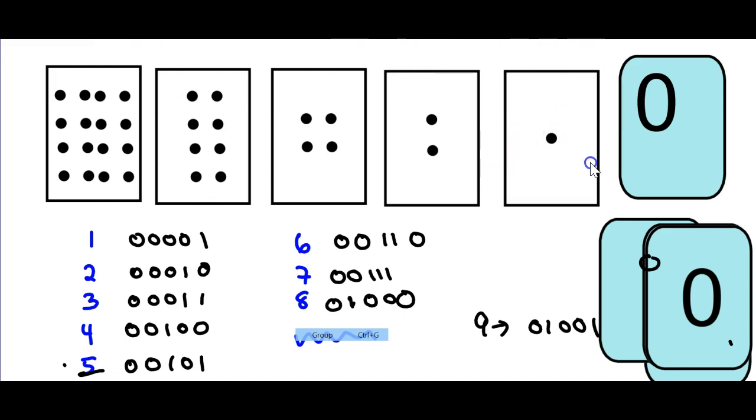So 31 looks like 1, 1, 1, 1, 1. There are 16 dots here, 8 here, 4 here, 2, and 1. And when you add up all these numbers, you get 31. So if that looks familiar to you, it should.